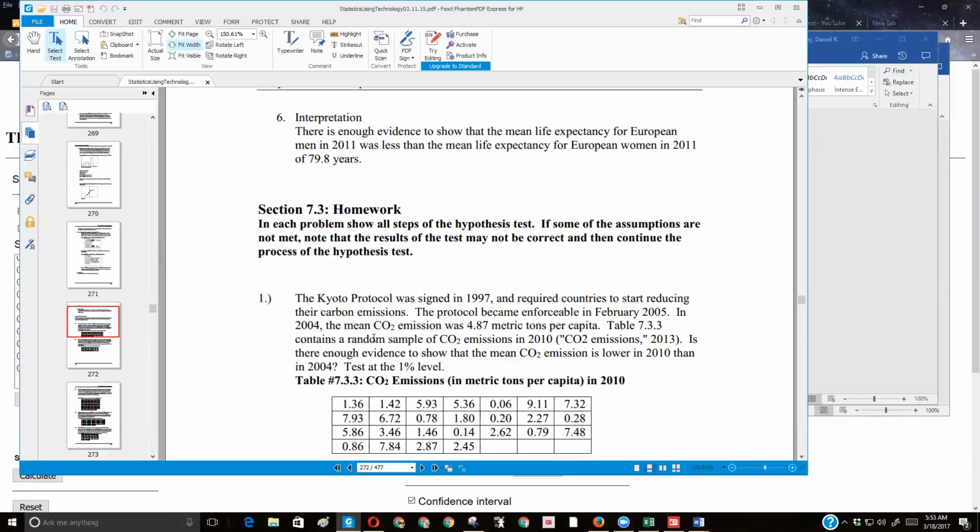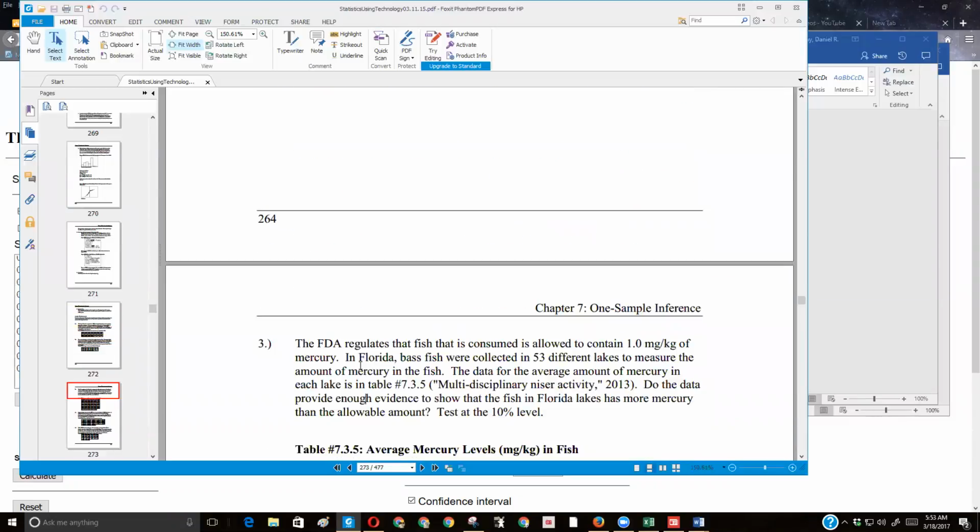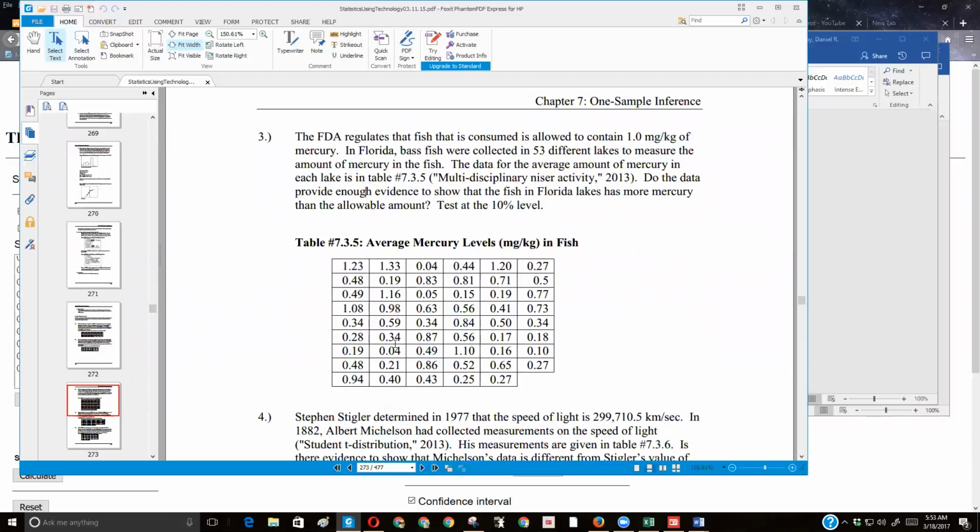So this is section 7.3, and this is about FDA measurements about mercury in fish, and they're trying to test the claim that the evidence shows the fish in Florida lakes have more mercury than the allowable amount. So that's the claim they're making, and they're giving us some data.